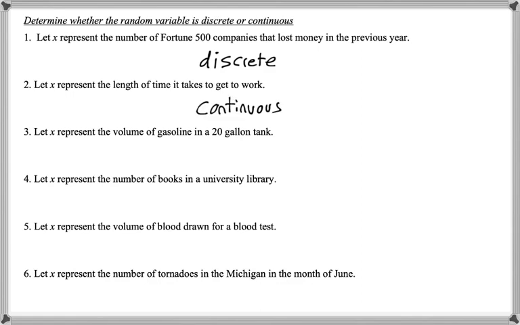Let x represent the length of time it takes to get to work. This would be continuous because we can have decimals. So let's say it takes 25.2 minutes or 25.221 minutes to get to work.